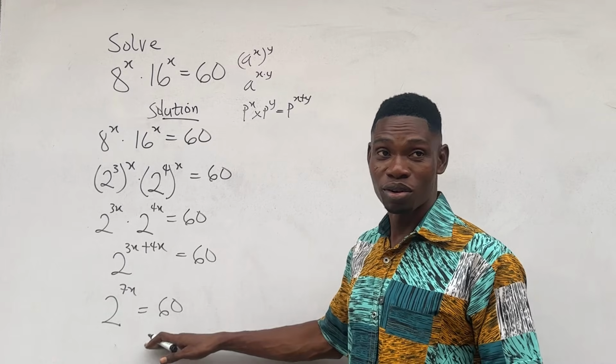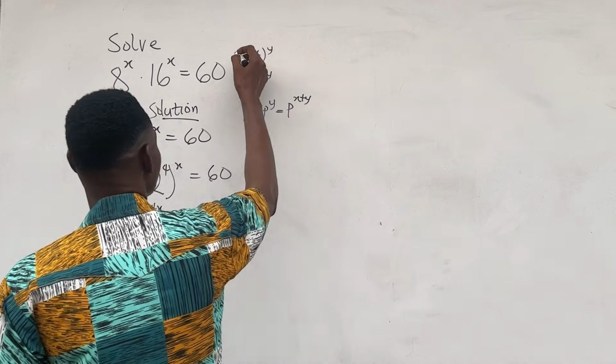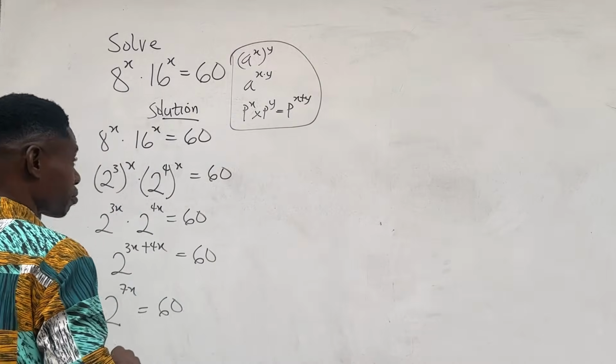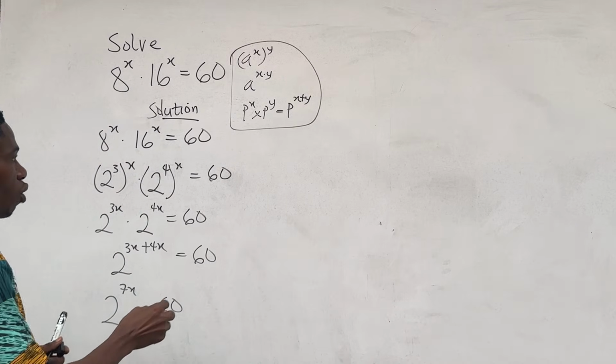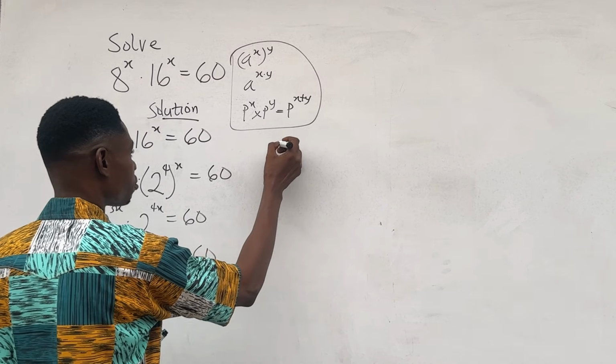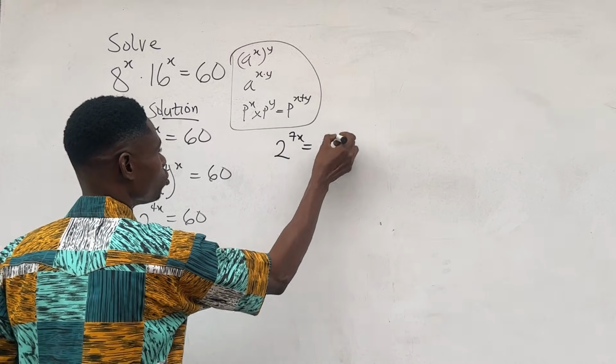So do I go down or I move up? Can I still write down here? Okay, I move up. So these are laws that we applied. So let's continue. So what we have, I'm bringing this up here. So what we have is 2 raised to the power 7x equal to 60.